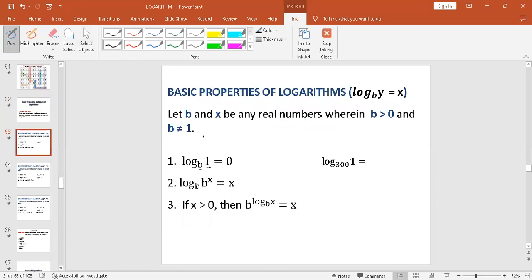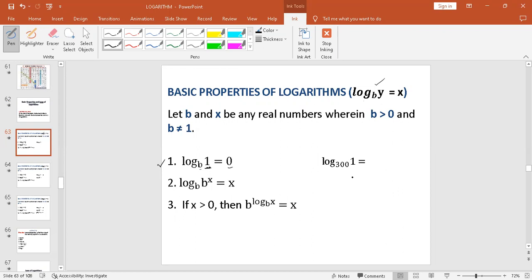There are three basic properties of logarithms. Okay, but before that, take note of this logarithmic form. Log of y to the base b equals x. So in the first property, we have log of 1 to the base b equals 0. So in the first property, if the value of y is 1, regardless of the value of the base, then the value of that logarithm is always equal to 0.